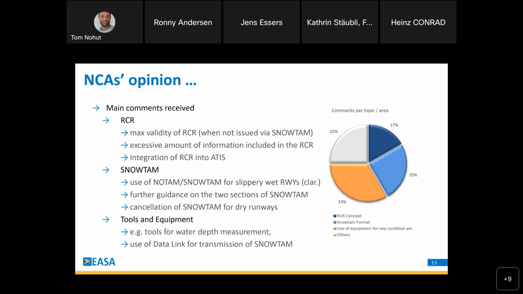The main comments related to the runway condition report regard the maximum validity of the runway condition report when this is not issued by SNOTAM, the excessive amount of information included in the RCR, which is something that we already found in one of the previous presentations from the airports, and integration of the RCR into the EASA. The main comments related to the SNOTAM format regard the use of NOTAM and SNOTAM for slippery wet runways. So also many member states require further clarification on this point, further guidance on the two sections of the SNOTAM, and guidance on the cancellation of SNOTAM for dry runways. And this is something that we also probably found in one of the questions in Slido. And last but not least, we also received comments on tools and equipment, mainly regarding tools for water depth measurement or in general for runway condition assessment.